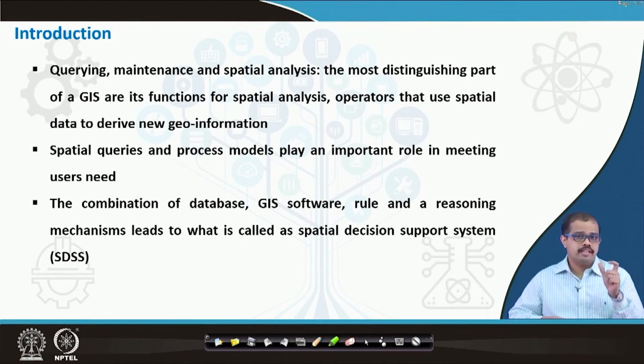Whenever you are looking at it, using all the data models that we looked at, we try to do the spatial query, and these queries yield whatever results are necessary for information on the real world in the form of a data model. When we look at the combination of a database, GIS software, and a rule and reasoning mechanism, this leads to something called a spatial decision support system.